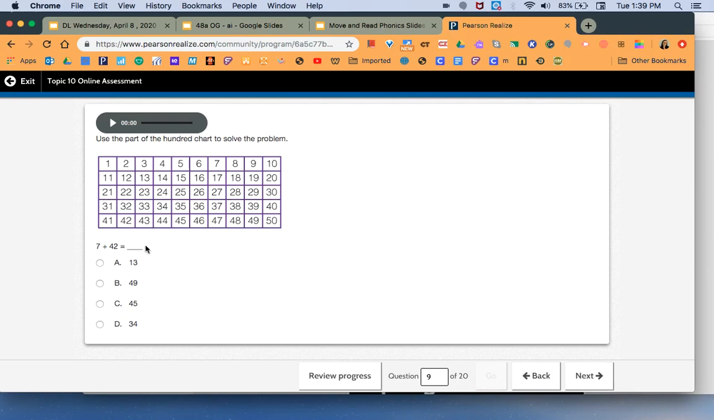Last one we're going to do today, and then we're going to move on to science. So 7 plus 42. Well, neither one ends in a 0. So I'm going to now start at the biggest number. So I'm going to start at 42. And I'm going to count 7 ones. And when I do my ones, I'm just going to keep going to my side. Here I go. 1, 2, 3, 4, 5, 6, 7. What number did I land on? 49.